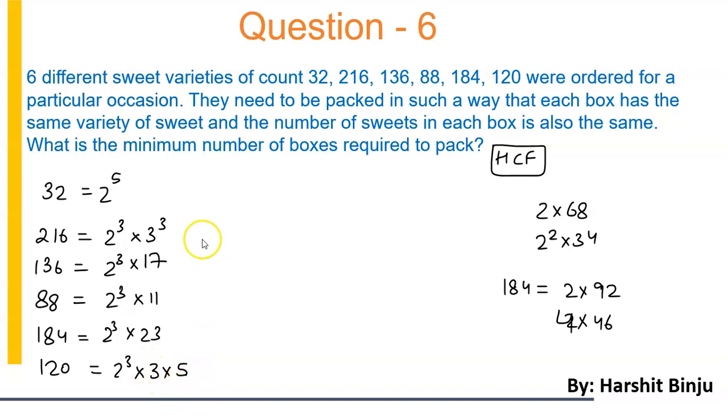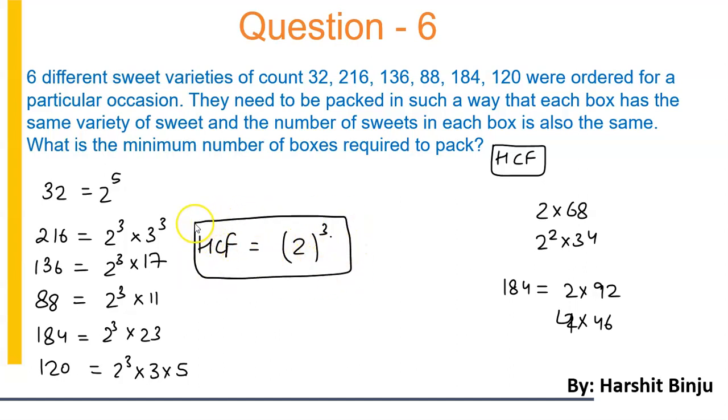So if I want to calculate the SCF, SCF is something which is common to its lowest power, and that is 2 cube. Okay, so what's the question? They need to be packed in such a way that each box has the same variety of sweets and the number of sweets in each box is also the same.